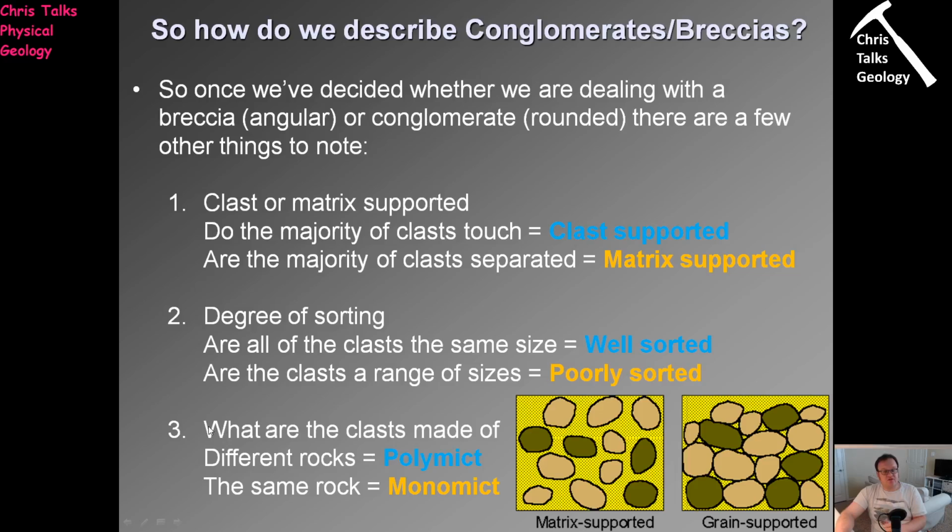And then the final thing we can look at are the clasts themselves. If the clasts come from a range of different rock types, the conglomerate or breccia can be defined as polymict, or polymictic is the other way of describing it. If the clasts all come from the same source, like all the clasts in our conglomerate are made of granite, well, in that case, the rock will be referred to as monomict or monomictic.